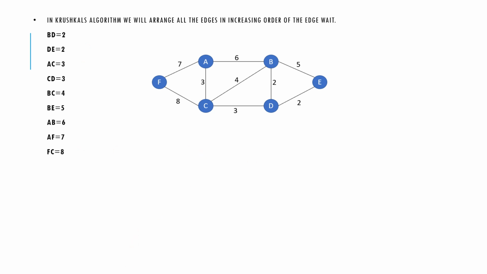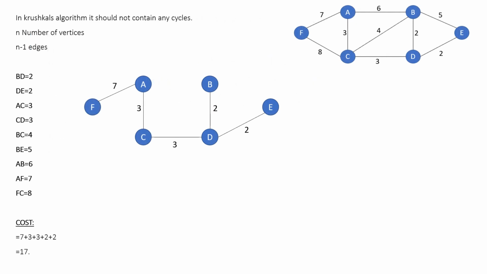And next, in Kruskal's algorithm, it should not contain any cycles. A cycle means a closed form. For example, we can consider AFC. This is called a cycle. It is closed. So in Kruskal's algorithm, it should not contain any cycle. And in Kruskal's algorithm, we get n vertices and n minus 1 edges.